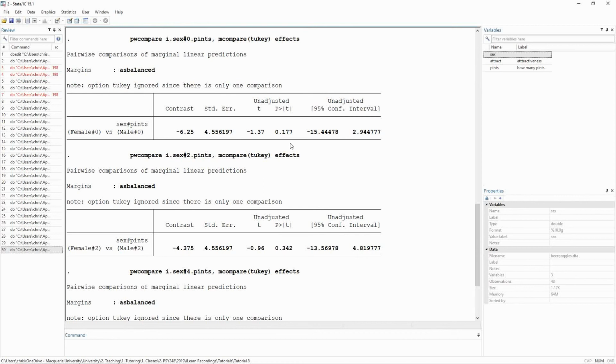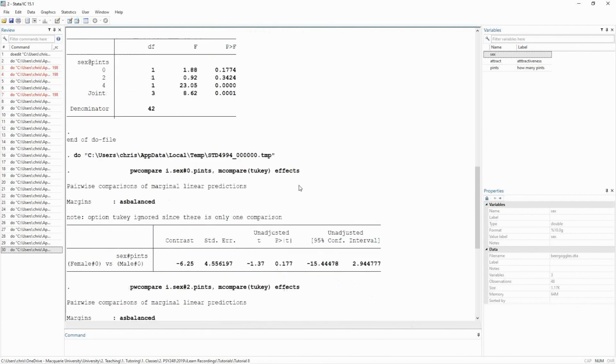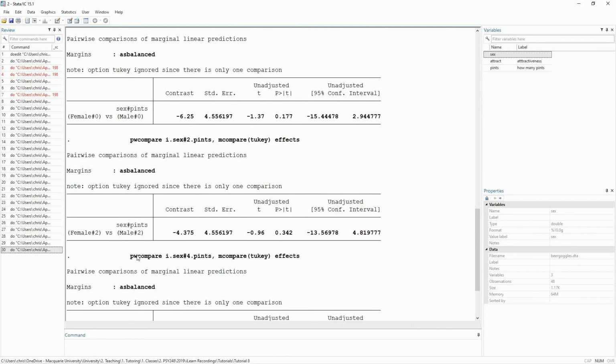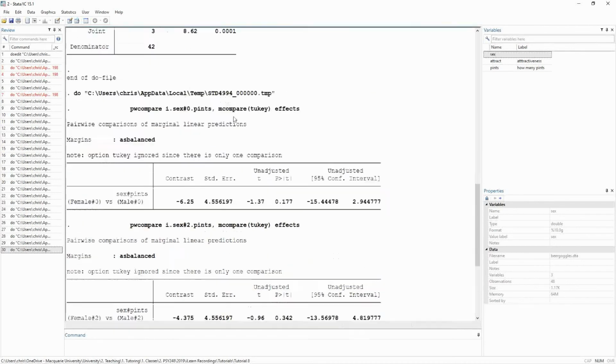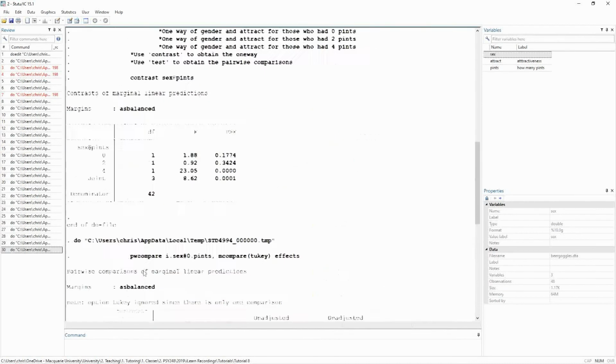So then if I look at this, what I see is that females and males at 0 pines don't differ. That's not surprising, we saw that before. And if we go up here, we get the exact same p-value, 0.177. And the same thing here, females and males again don't differ at 2 pines, and we get a p-value of 0.342, the same as what we had before. And then again down here, we're going to get the same p-value for females and males at 4 pines, again saying there's a significant difference.